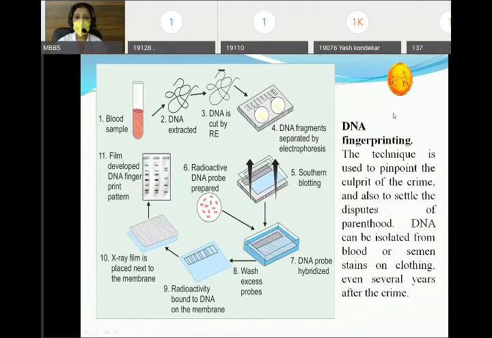Another thing is DNA fingerprinting. We should be able to tell at least the names of these various techniques in the viva, which are the various molecular diagnostic techniques available, and the specific uses of each technique. DNA fingerprinting is most commonly used to settle disputes of parenthood, that is, for the study of paternity. DNA fingerprinting is most common.